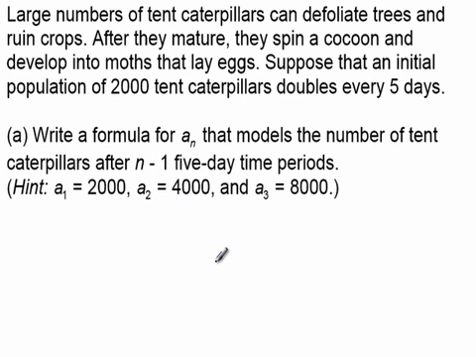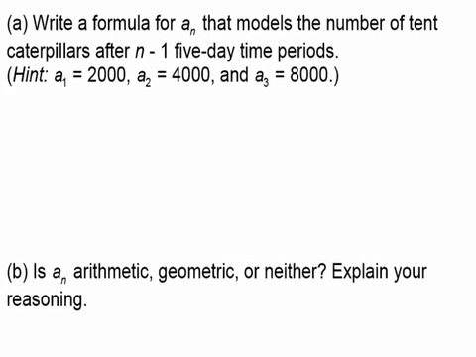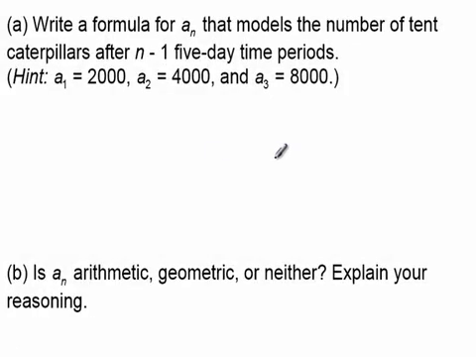Large numbers of tent caterpillars can defoliate trees and ruin crops. After they mature, they spin a cocoon and develop into moths that lay eggs. Suppose that an initial population of 2,000 tent caterpillars doubles every 5 days. A. Write a formula for A sub n that models the number of tent caterpillars after n-1 5-day time periods.